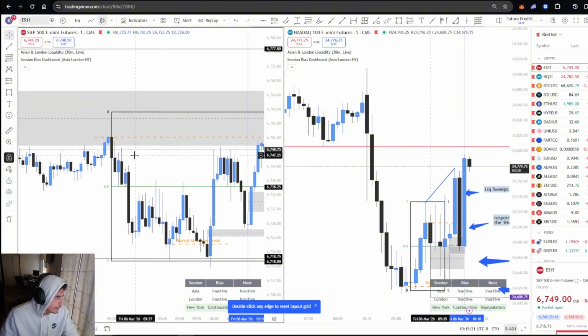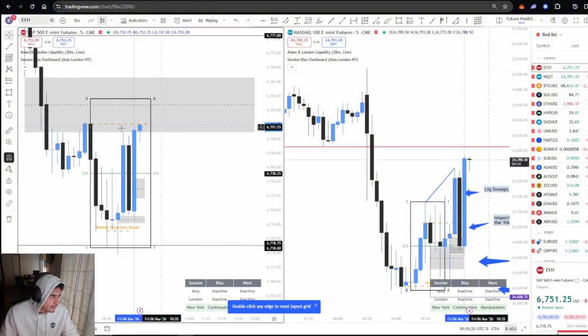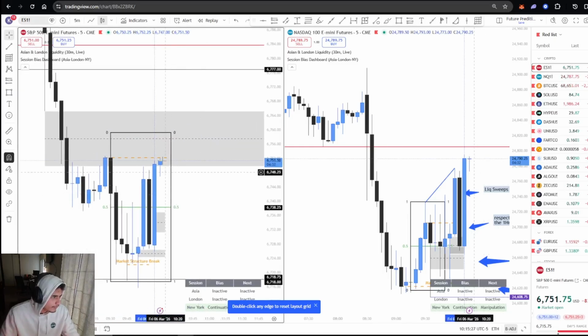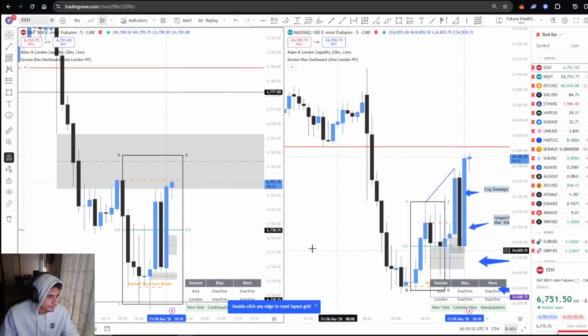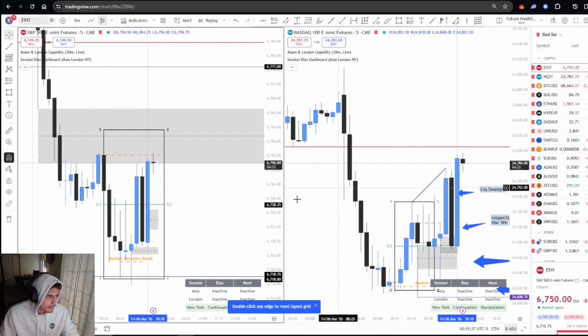Do I see any fair value gaps up in here? No fair value gaps, just this big fair value gap that we have here. Just really want to break this and then see if we can break this fair value gap and disrespect it. But if that happened, ES already disrespected that fair value. No, Nasdaq already disrespected the fair value gap for sure.